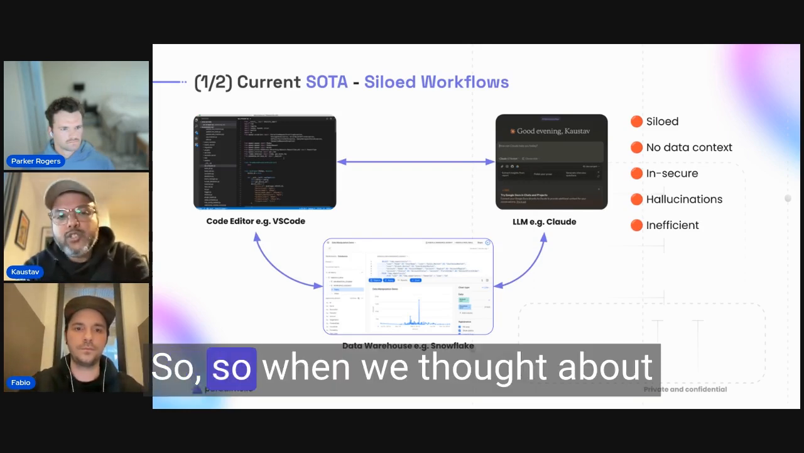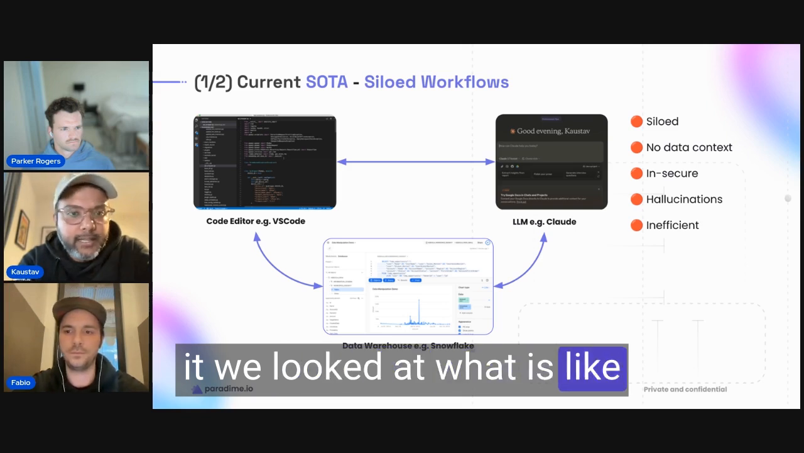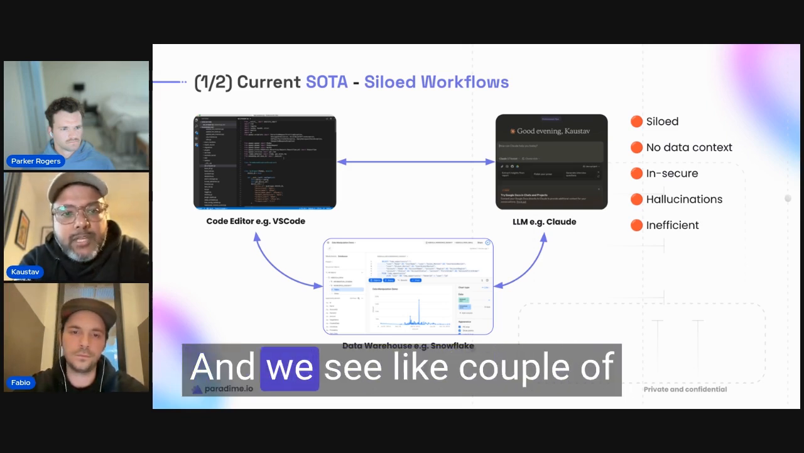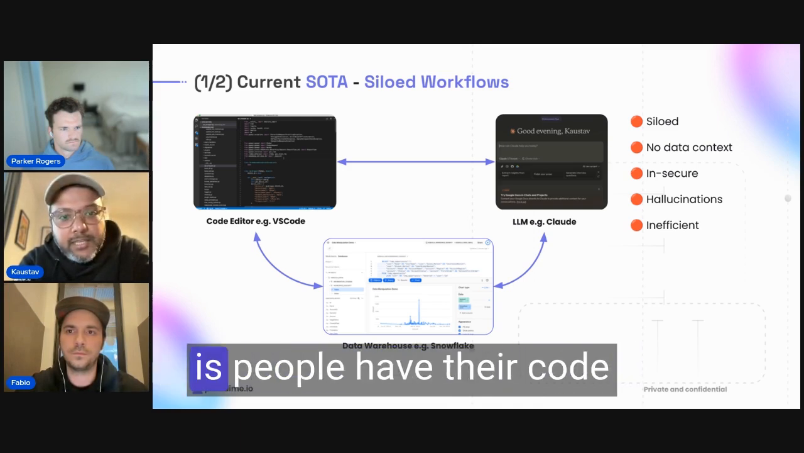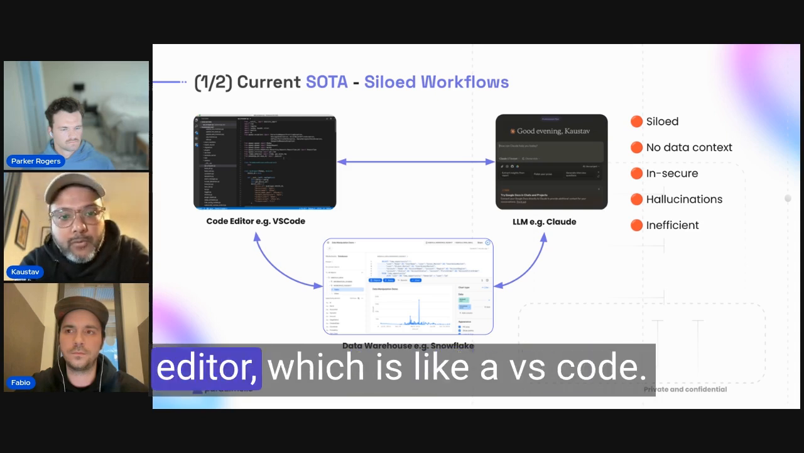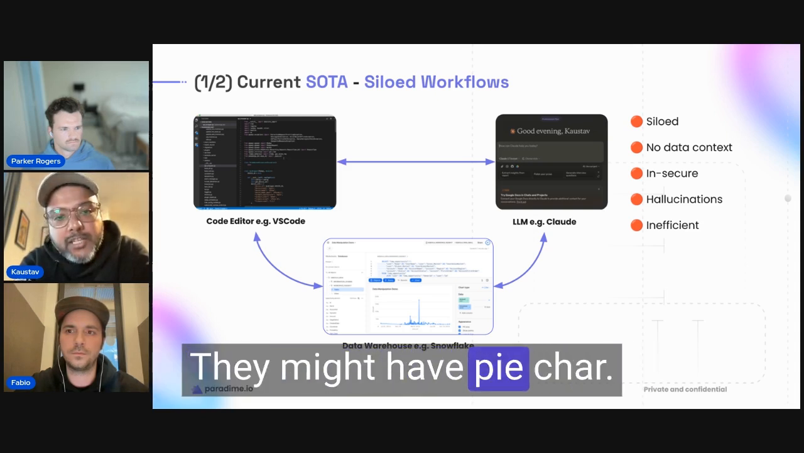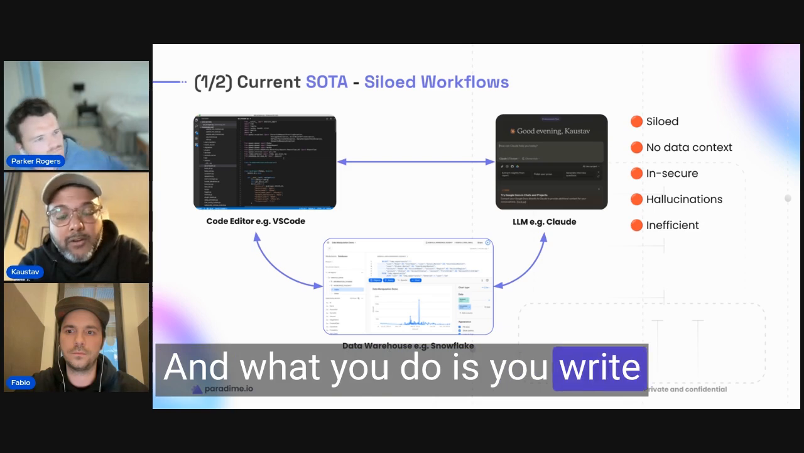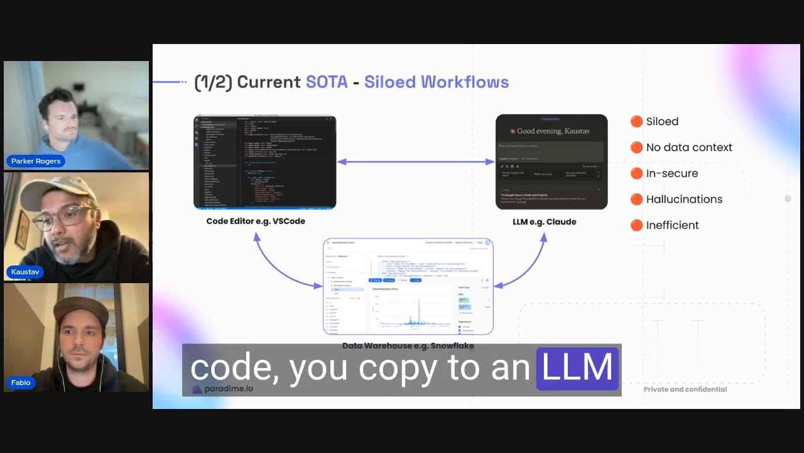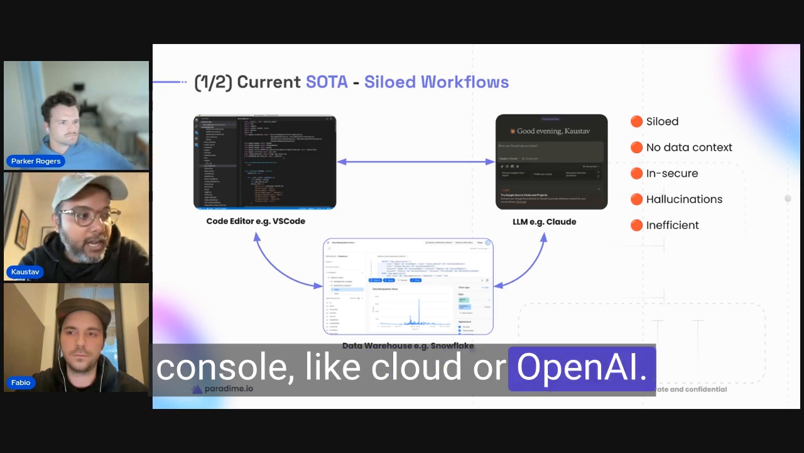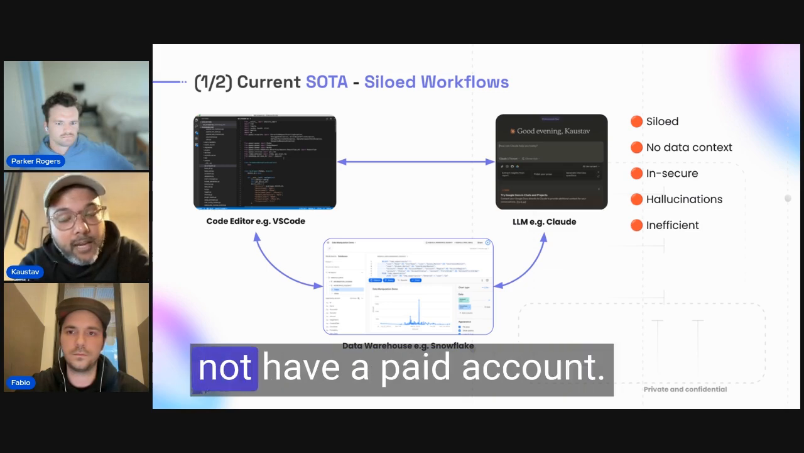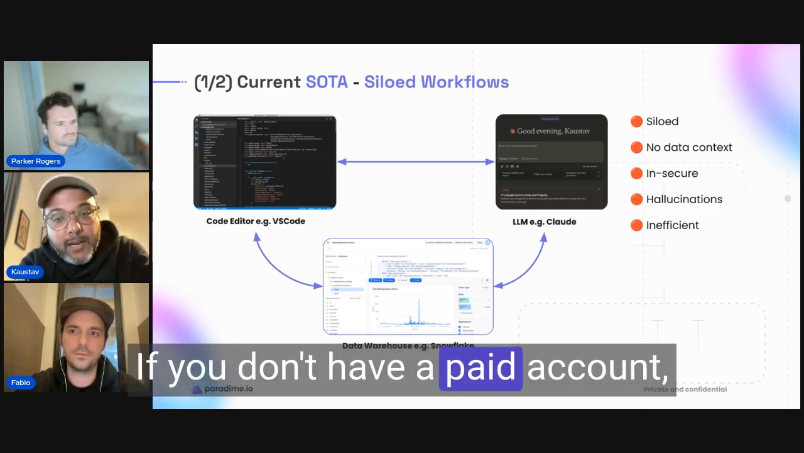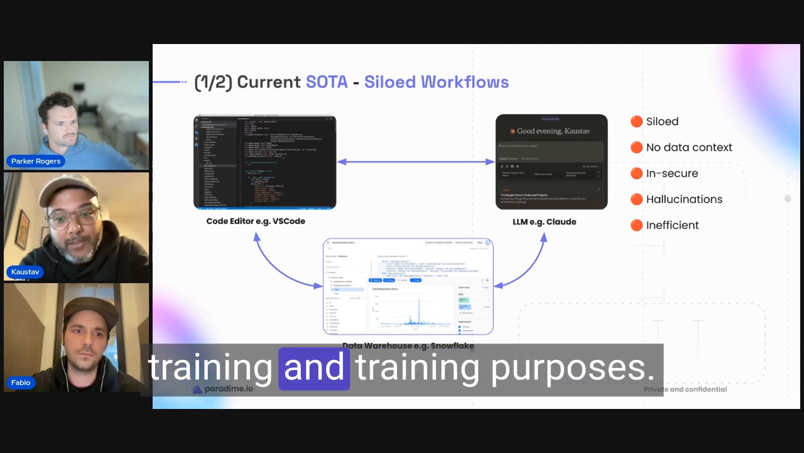So when we thought about it, we looked at the current state of the art, and we see a couple of patterns emerge from there. One of the patterns is that people have their code editor, like VS Code or PyCharm, and you write code, you copy it to an LLM console like Claude or OpenAI, and there you might have a paid account or might not. If you don't have a paid account, the data is being used for training purposes.